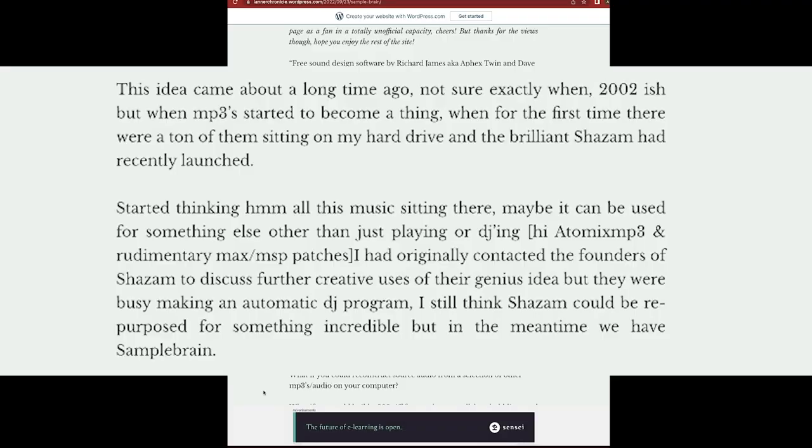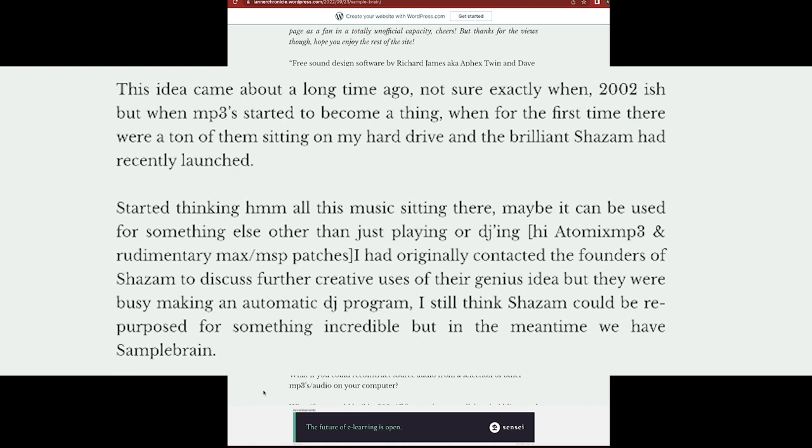A pretty interesting thing that I learned about the app is that it was originally inspired by the technology behind Shazam. Quoting the original blog article, which by the way is really interesting, I'm gonna link it down below, please have a look: This idea came about a long time ago, not sure exactly when, 2002-ish, when MP3s started to become a thing. When for the first time there were a ton of them sitting on my hard drive and the brilliant Shazam had recently launched.